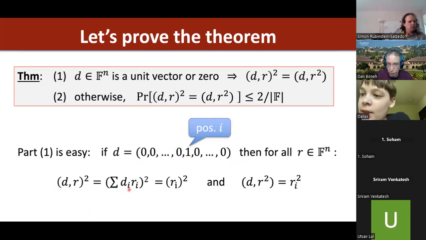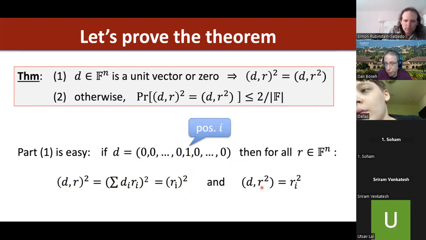Well, the inner product of D and R is the sum of Dj Rj, but all the Dj are 0. So most of the sum is just zeros, except one of the D's happens to be equal to 1. Di happens to be equal to 1, and so what we'll get is Ri squared.